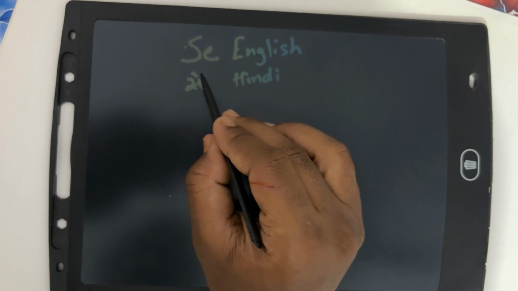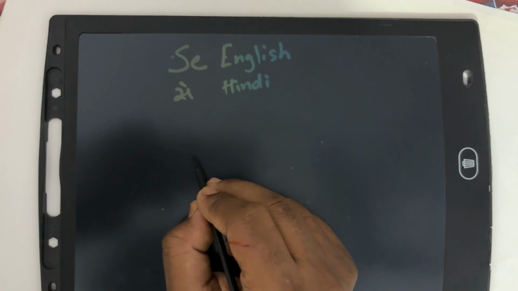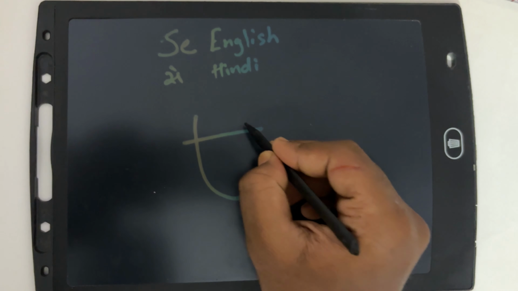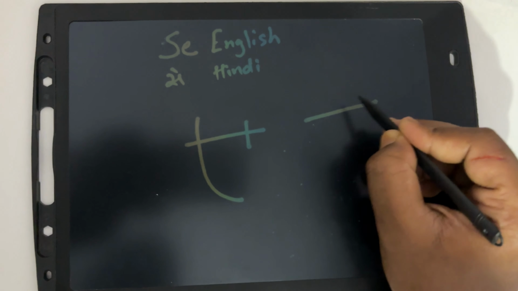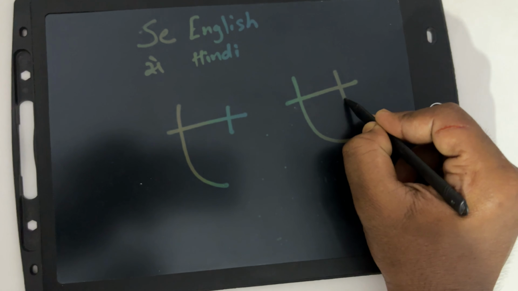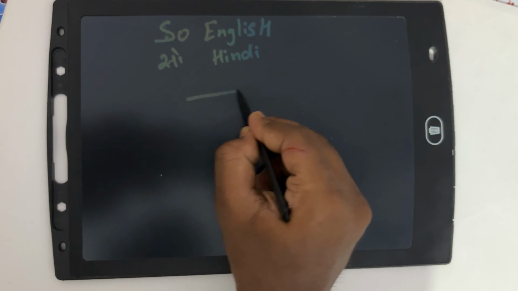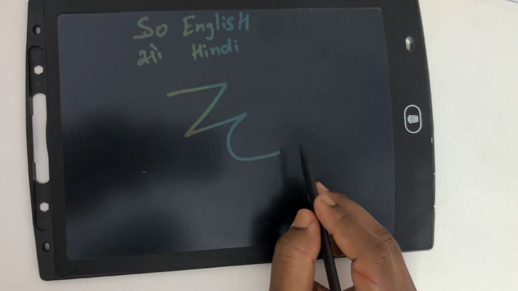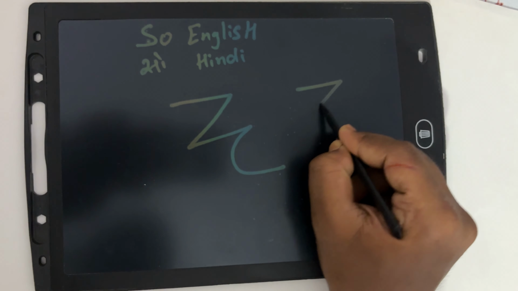The word is se. In Japanese, once more. Next word is so. Once more.